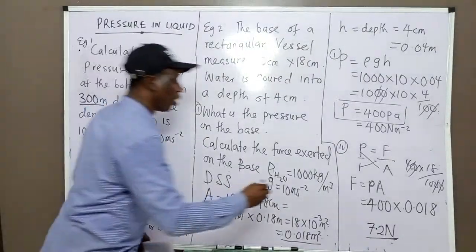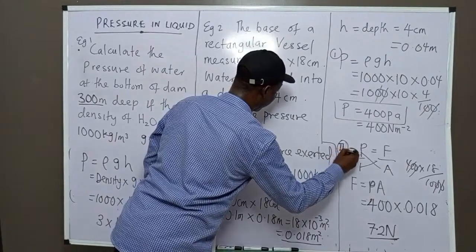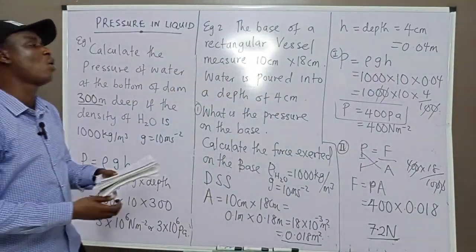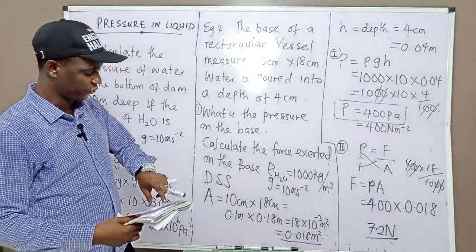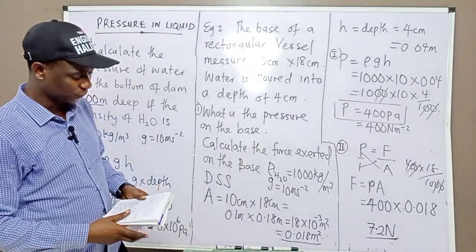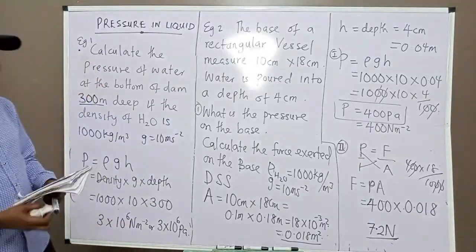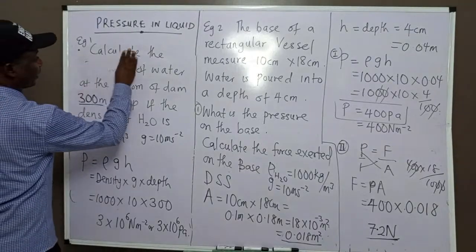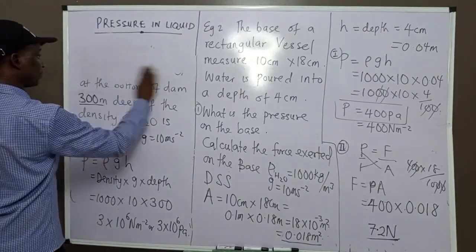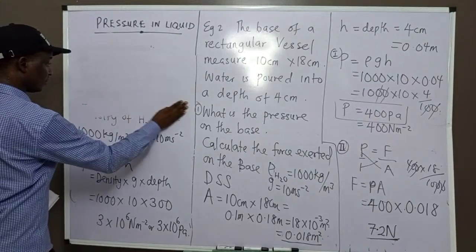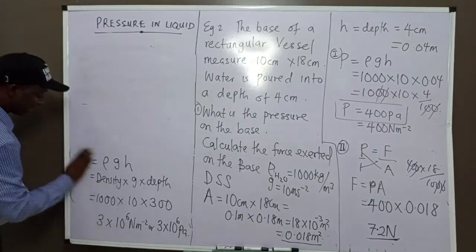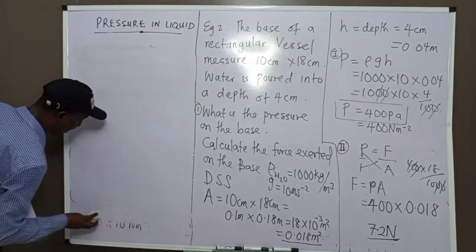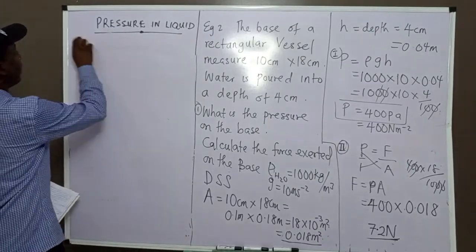So we are able to solve the force, and we are able to solve for the pressure. Now, we want to relate pressure with atmospheric pressure. We want to talk about what an atmospheric pressure is. That is what we are going to do. This is the last part. Once I explain atmospheric pressure, we will now relate pressure with atmospheric pressure.